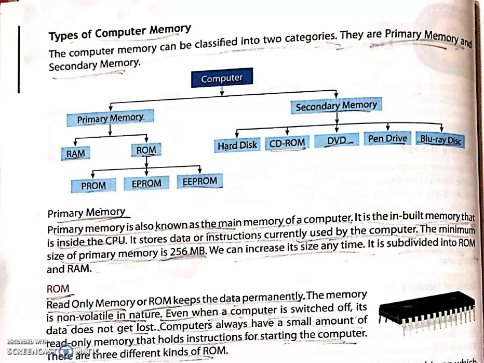What is included in primary memory? So primary memory is known as the main memory of the computer. It is the inbuilt memory that is inside the CPU. It stores data or instructions currently used by the computer. The minimum size of a primary memory is 256 megabytes. We can increase its size anytime, and it is divided into ROM and RAM. I will teach you about ROM and RAM, but let me first explain this concept of primary memory and secondary memory to you.